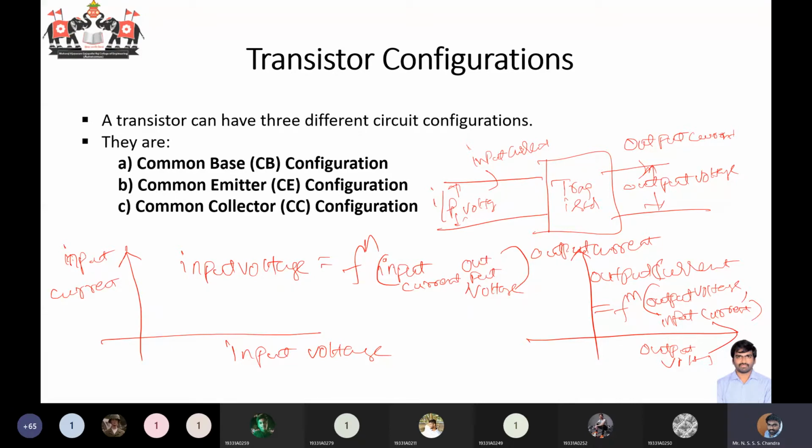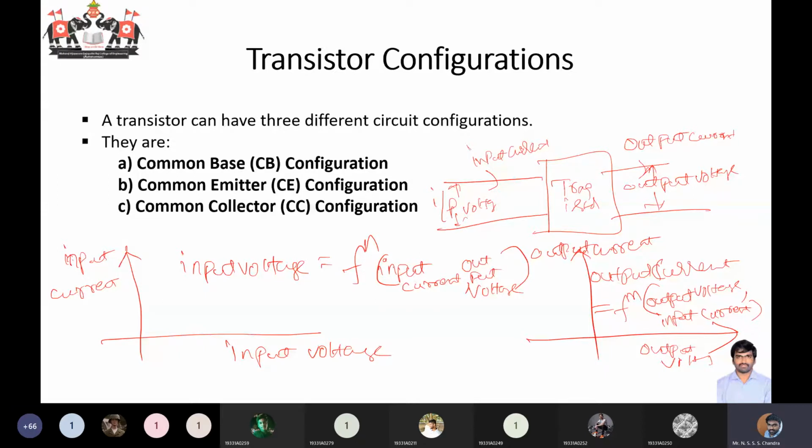Similarly, if you take the output characteristics, it is nothing but a graph between your output voltage versus output current by fixing your input current. So for a given input current, you will be drawing a graph between output voltage versus output current. If you are changing the input current, your graph will be shifting. Okay, your graph will be slightly shifting up or down based upon the change that you are going to give in the input current. So for a given input current, the graph you are drawing between output voltage versus output current, you will call it the output characteristics.